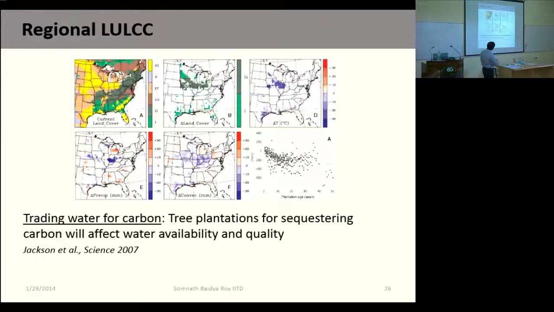Another technique is, we did some work where these are actually tree plantations. So this is the natural vegetation, current land cover, and these are tree plantations that were added in the model to see if, instead of crops, we can grow trees for biological carbon sequestration. And we studied the impact of that, and we saw a cooling effect and a reduction in water availability.